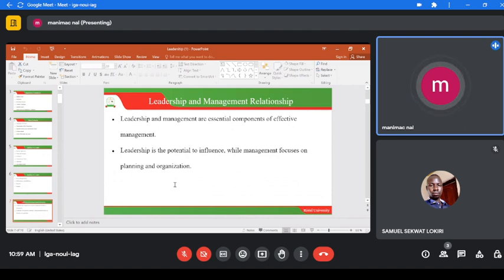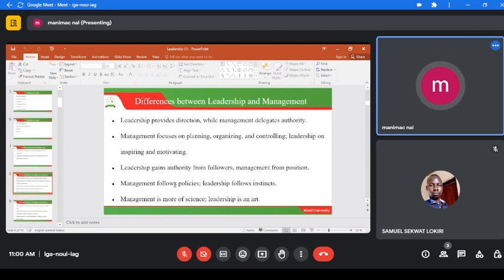Okay. So when we look at the side of leadership, it has the potential to influence, while management focuses on planning and organizing. So we expect a leader to influence his subordinates, or to inspire them in what they are supposed to do. However, a manager focuses on planning what will happen in future, and also organizing the organization or even the employees.